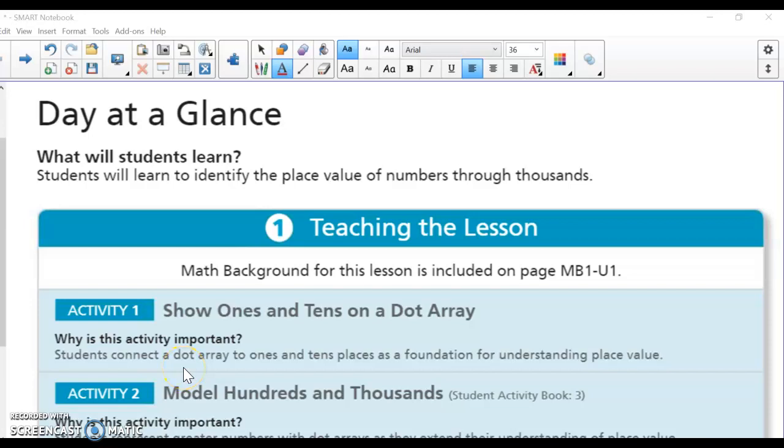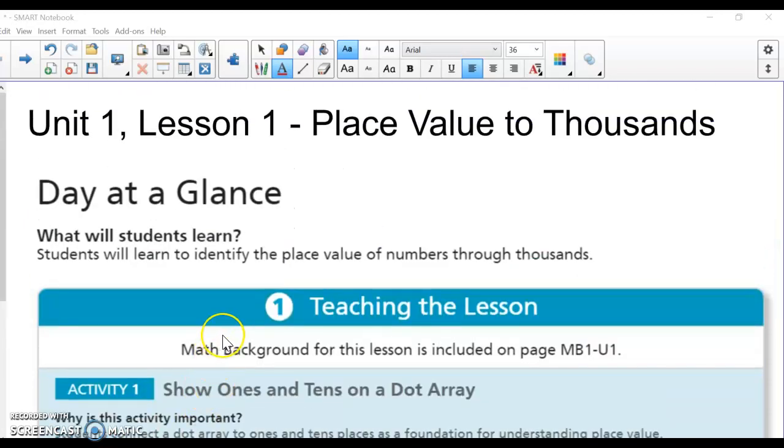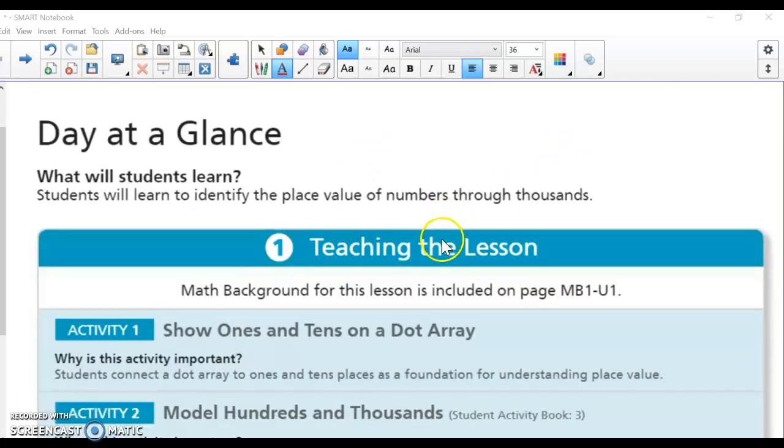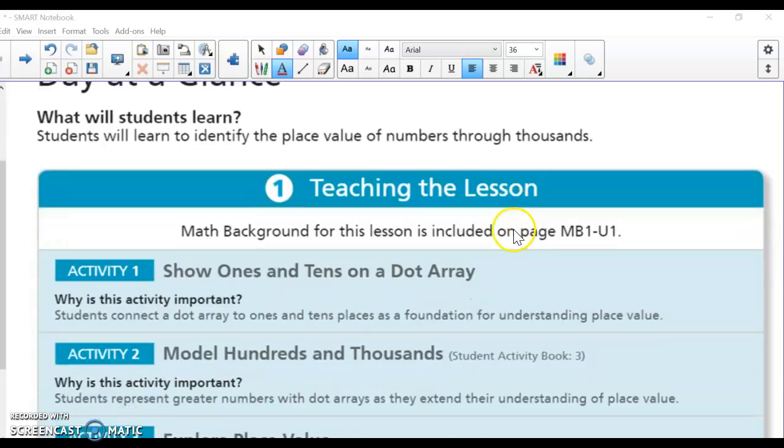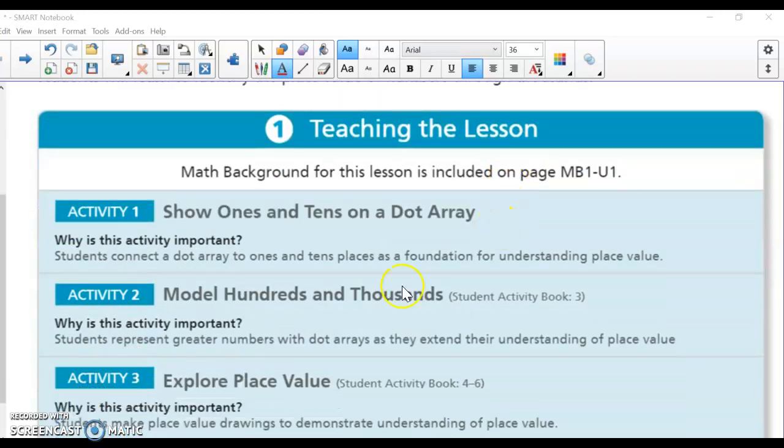Good morning, fourth graders. Today, we are going to start with math, Unit 1, Lesson 1, where we talk about place value to thousands. We're going to cover three different things really today. So we're going to really think about what ones and tens mean on an array, if you remember those from third grade. We're going to try and figure out how to model hundreds and thousands with a couple of types of pictures. And then we're going to dig in and explore a little more with place value.